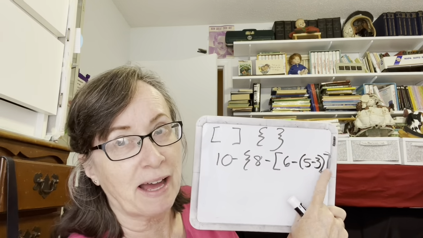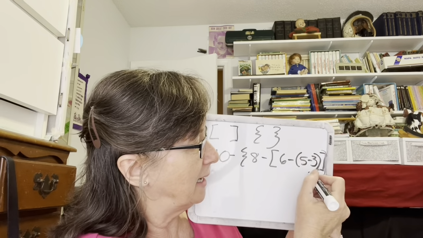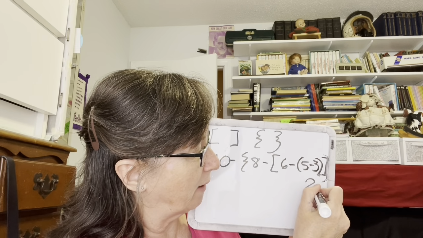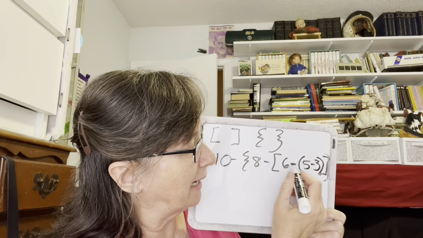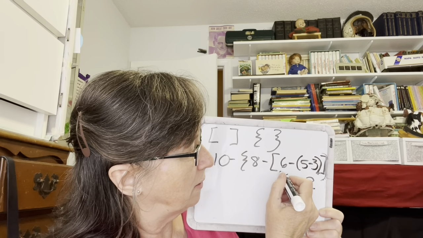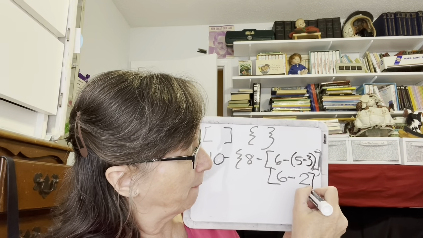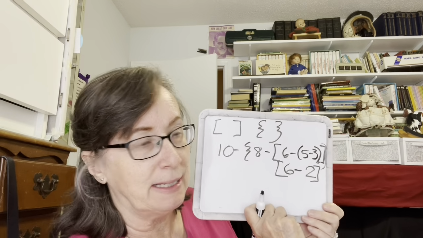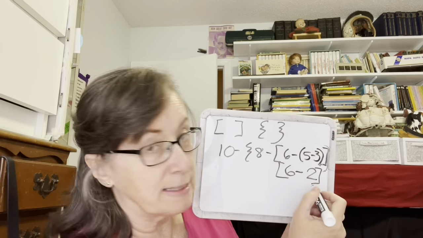So we're going to start with 5 minus 3 is 2. Okay. And then notice that inside here we have 6 minus 2. And 6 minus 2 is 4.